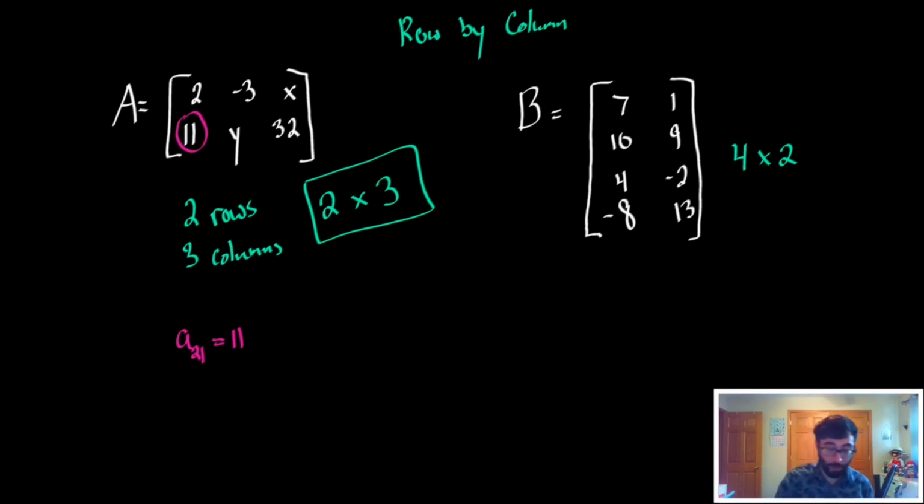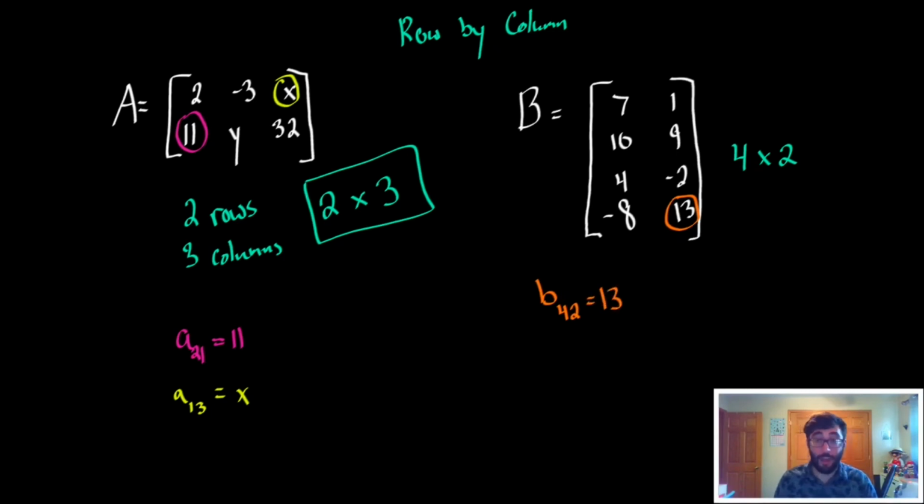I can do that as well for, say, x. Notice that x is up top, on the first row, and the third column. So the address for x would be A sub 13, which just represents the first row and the third column. I can also do this for B. Let's say I wanted to know the address for this entry right here. I would use a lowercase b, because now we're talking about matrix B, and that is in row 4 and column 2. So B sub 42 is equal to 13.